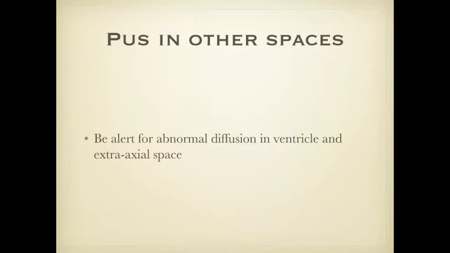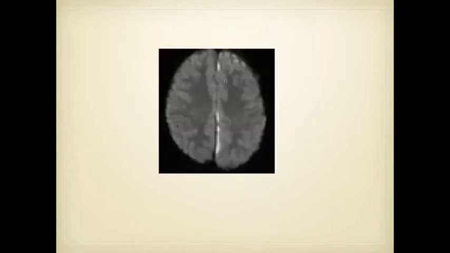So let's look a little bit, in remaining time, at pus in other spaces. Be alert for abnormal restricted diffusion in the ventricle and extra-axial space. So in this case, where you might think this is an artifact on the diffusion scan, we know that because diffusion imaging is done using echo planar techniques, susceptibility effects at the periphery of the brain are common, but you'll notice it's asymmetric with the other side, and there is abnormal high signal intensity along the falx.